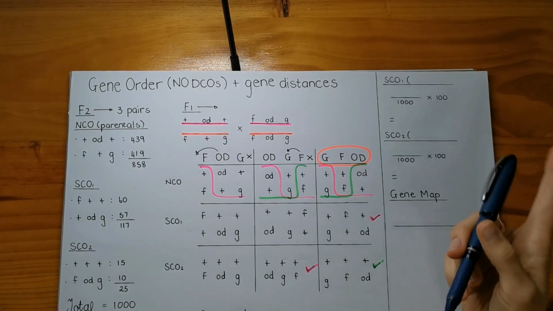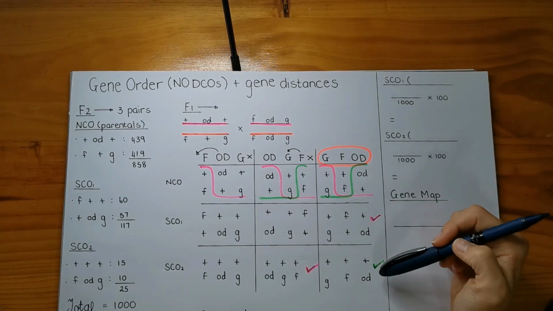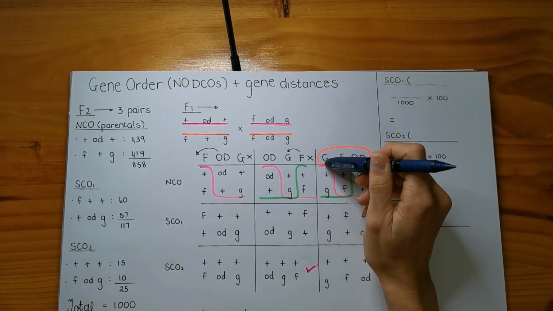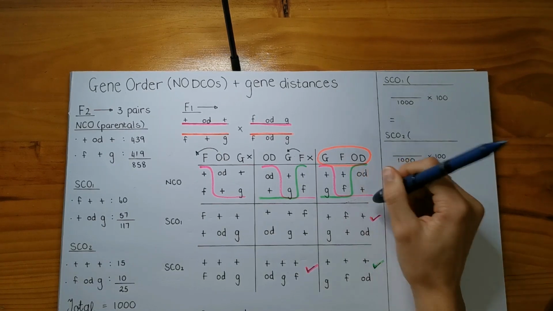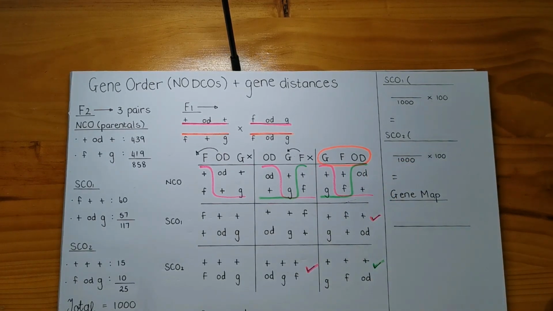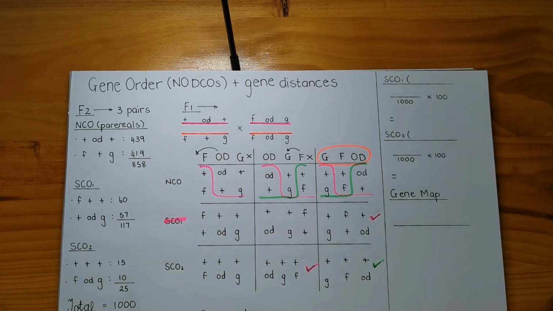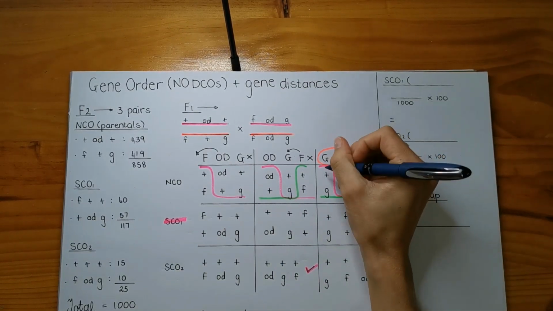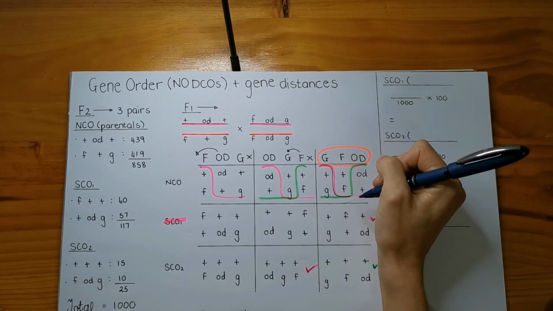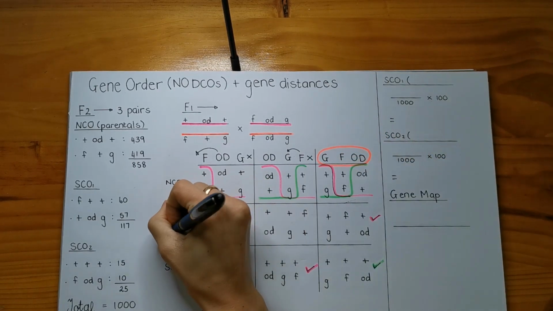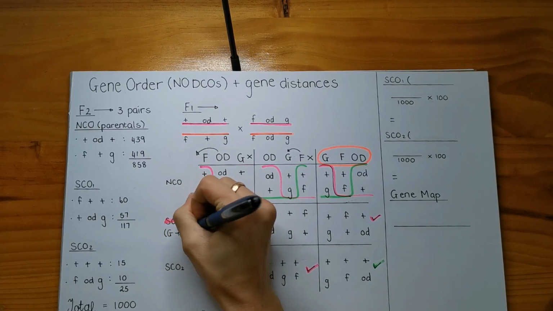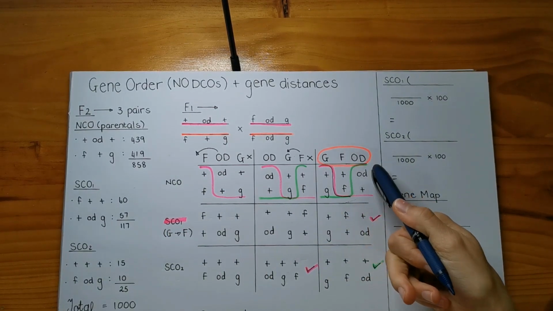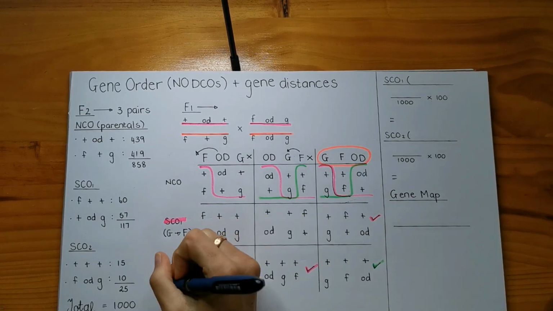But before we start doing that, the reason why I marked these in pink is so that I can see for myself that this is my single crossover 1. So like I did it here. That's my single crossover 1. And what did it happen between? It happened between G and F. You can see it there. It happened between G and F, right? So I'm just going to write that down. And for single crossover 2, it happened between F and OD. It's like that.